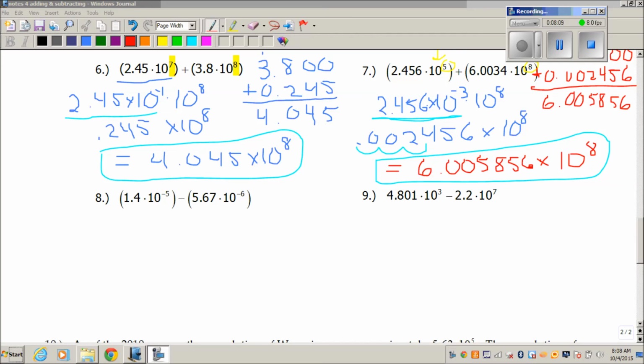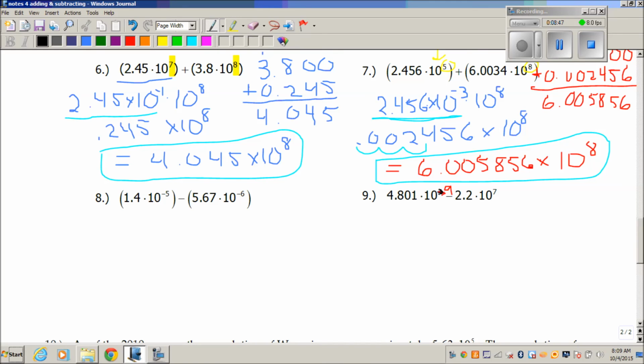However, before you do that, I'd like to point out that there's a typo in question number 9, and I'm sorry about that. In question number 9, the first number has an exponent of 3 on the 10, and that's wrong. This number should have an exponent of 9, so it should say 4.801 times 10 to the 9th power minus 2.2 times 10 to the 7th. So if you could correct that typo, please. So it's 10 to the 9th power in the first number and 10 to the 7th in the second number.